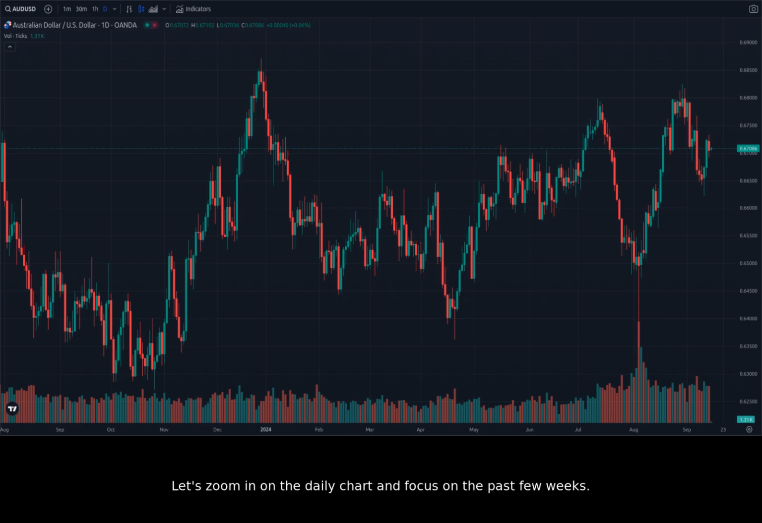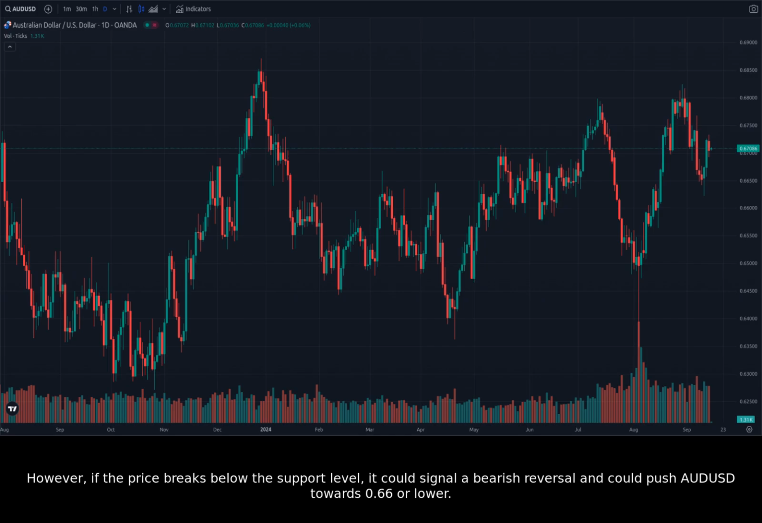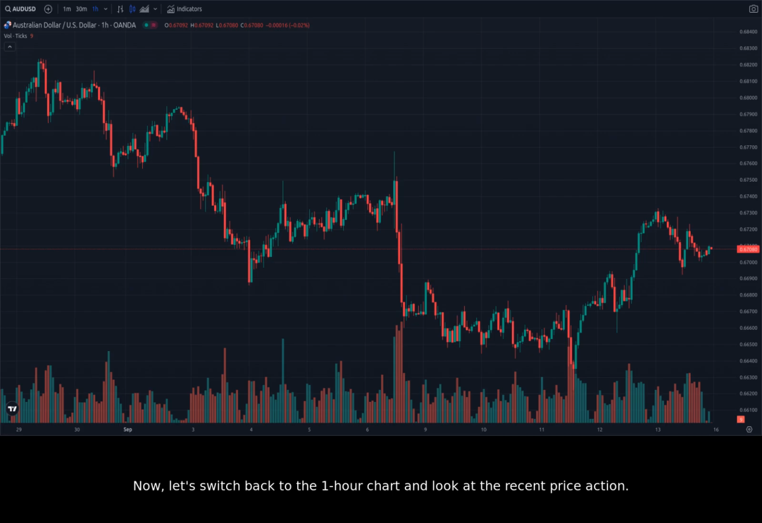Let's zoom in on the daily chart and focus on the past few weeks. We can see that the price has been consolidating near the 50-day moving average. This range could act as a springboard for a breakout in either direction. If the price breaks above the 50-day moving average, it would signal a continuation of the bullish trend and could push AUDUSD towards 0.68 or even higher. However, if the price breaks below the support level, it could signal a bearish reversal and could push AUDUSD towards 0.66 or lower.